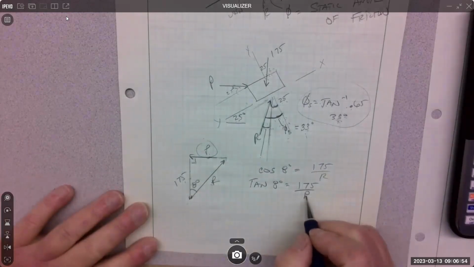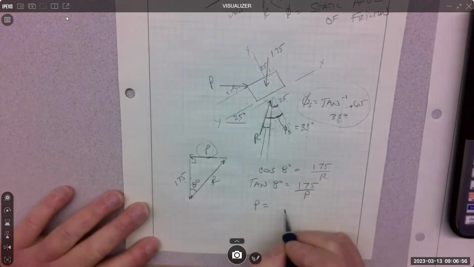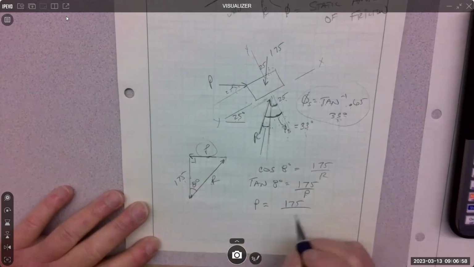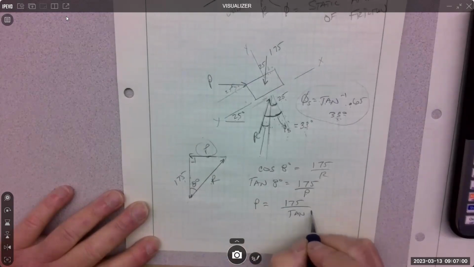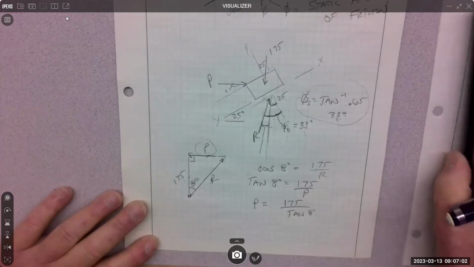So then I solve for P: 175 divided by the tangent of 8 degrees.